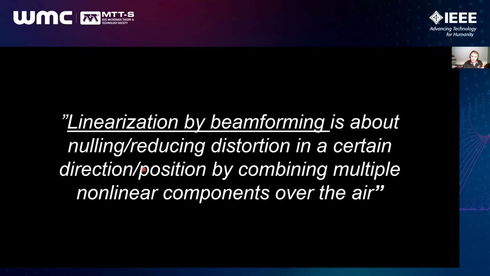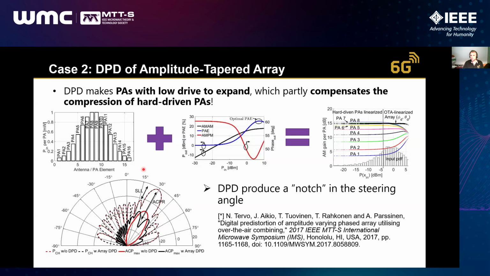Okay, let's look at a few more examples. This is one old example from the past, which illustrates quite well what is actually happening in this region where we have this over the air linearization. Here in this example, we had amplitude tapering. So we had the same power amplifier in all antenna paths, but we were weighting the individual input amplitudes in order to reduce the side lobes of the beam pattern.